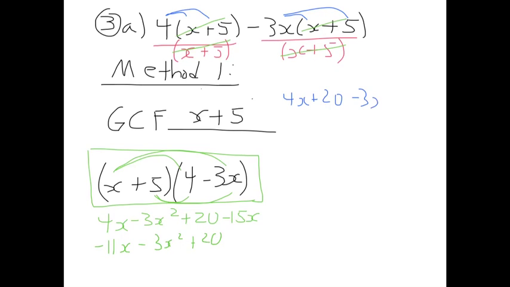minus 3x squared minus 15x. Again, I'm going to add these like terms, giving me negative 11x plus 20 minus 3x squared. And you'll notice that I have matching terms now. I've got negative 11x here and here, 20 here and here, negative 3x squared here and here. So these are identical, just written in a different form.